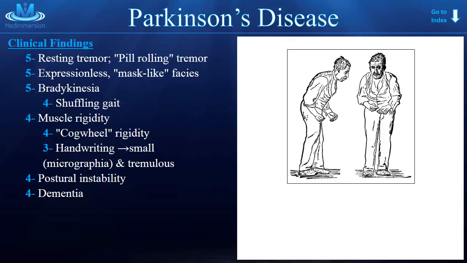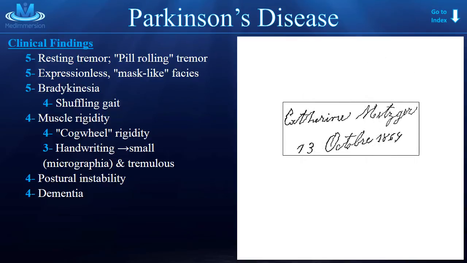Other things that you'll hear of are the cogwheel rigidity, which is a combination of being rigid and having tremors. Very small, tremulous handwriting, postural instability, and Parkinson's patients also very often develop dementia.